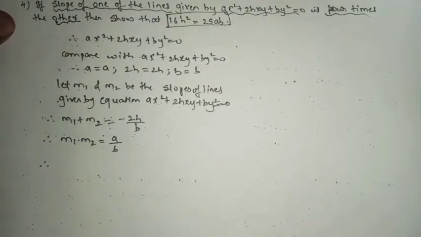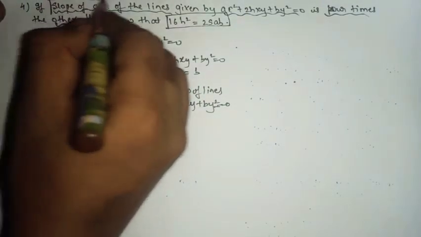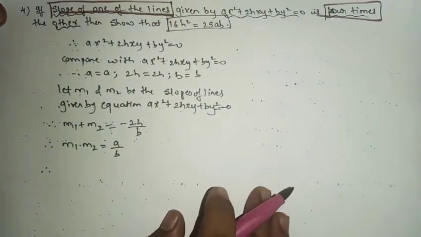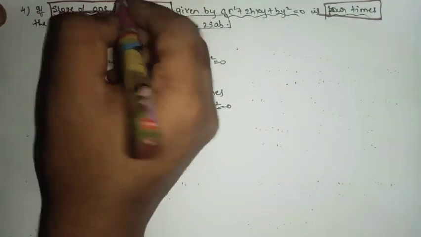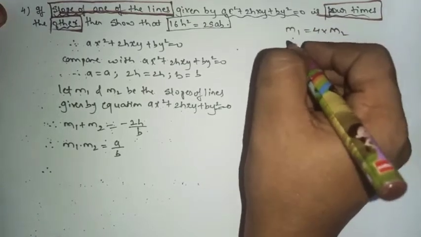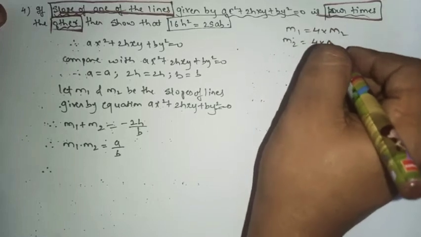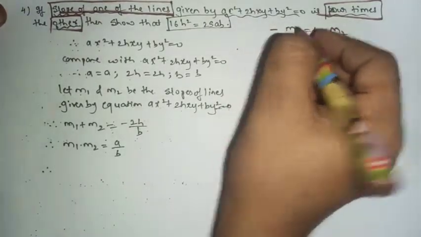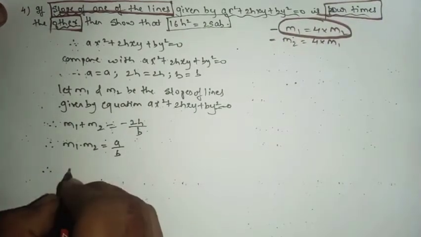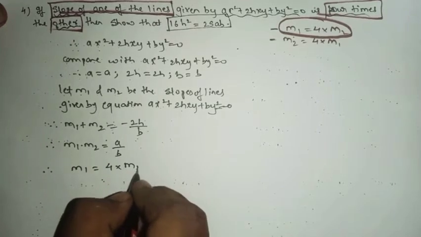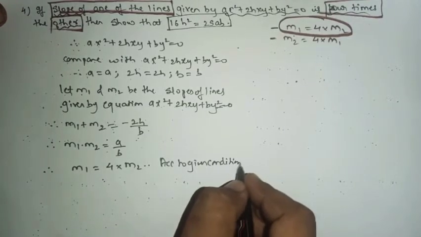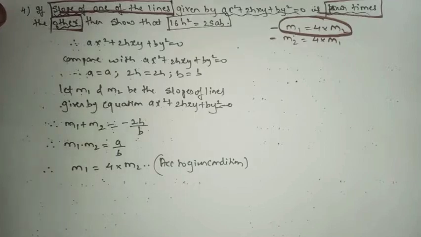Now we'll focus on the condition. Here it is given that the slope of one of the lines is 4 times the other. So we can write this as m1 is 4 times the other, or m2 is 4 times the other. Either you can use this, you will still get the same answer. Okay, we'll use this one: m1 is 4 times the other according to the given condition, yes or no. Got the point?